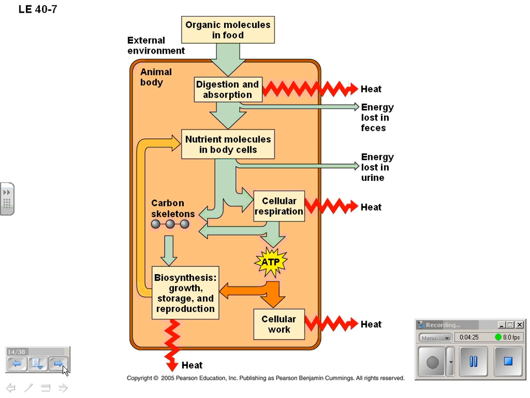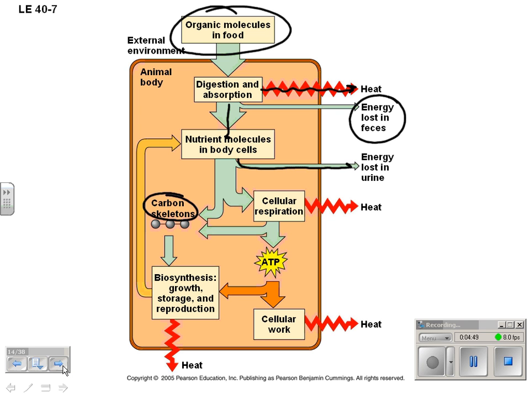So, in quick review, an animal takes in food. It needs it for the carbon skeletons to build itself. It also needs it for energy. Some of the energy of the food is lost as heat as you digest and absorb things. Some of the food goes out in your solid waste. The nutrient molecules get into your body cells. Some of them you urinate out. You do cell respiration.